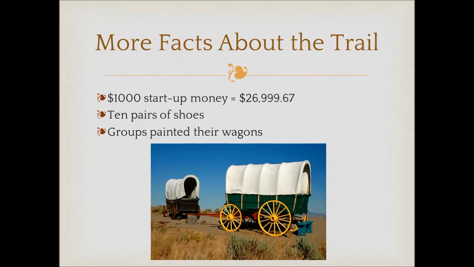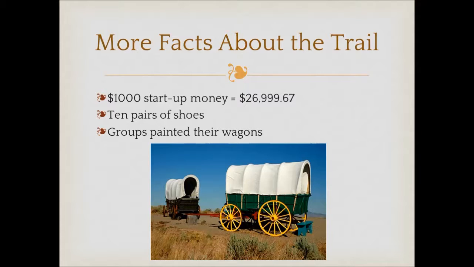So let's learn a little bit more about the trail itself. You needed about $1,000 to start your trip. Today it would be what you see in front of you, almost $27,000, but you needed all of that to buy your goods. Most people walked the entire thing because every personal thing you owned was in those wagons to get them across the country, and so you walked. And it was estimated that people who walked the entire trail went through about 10 pairs of shoes.